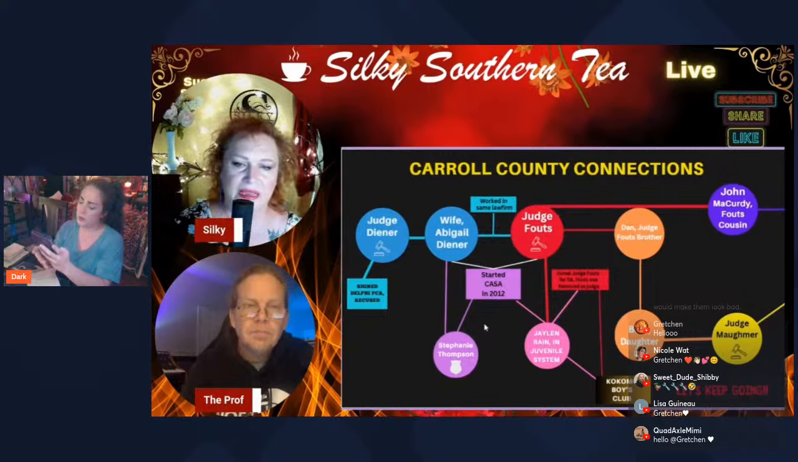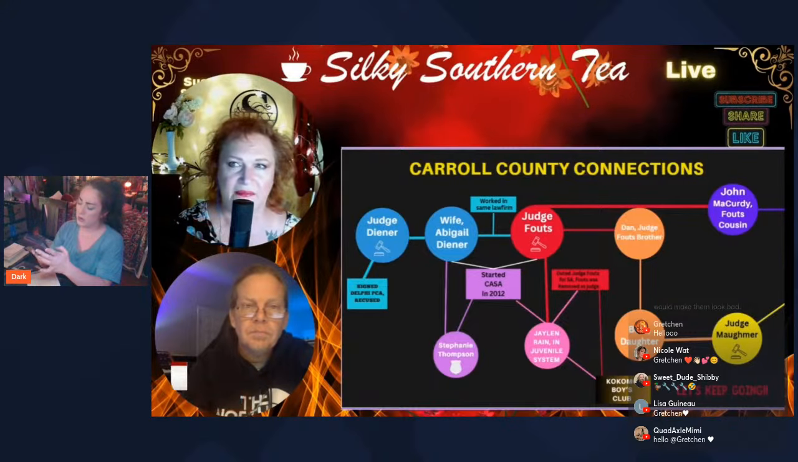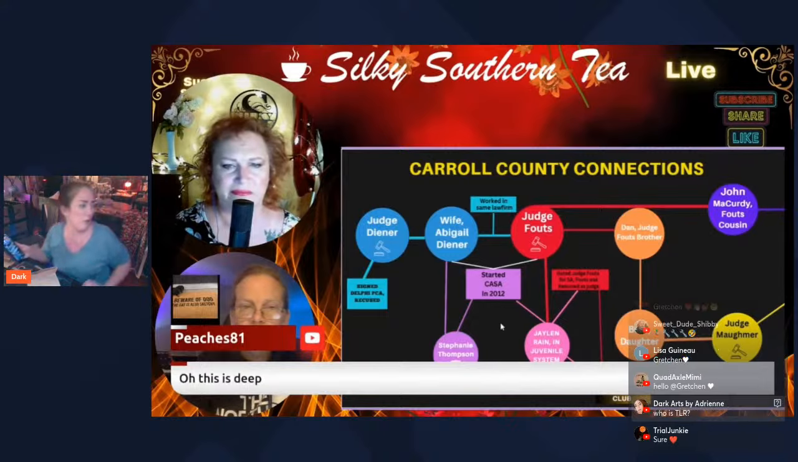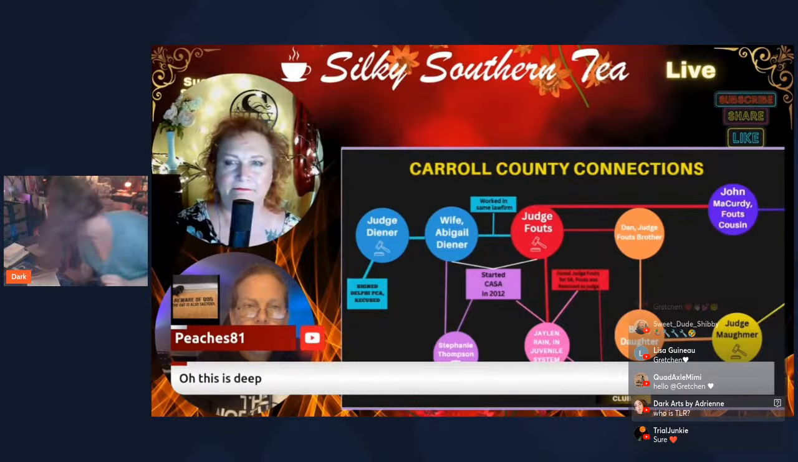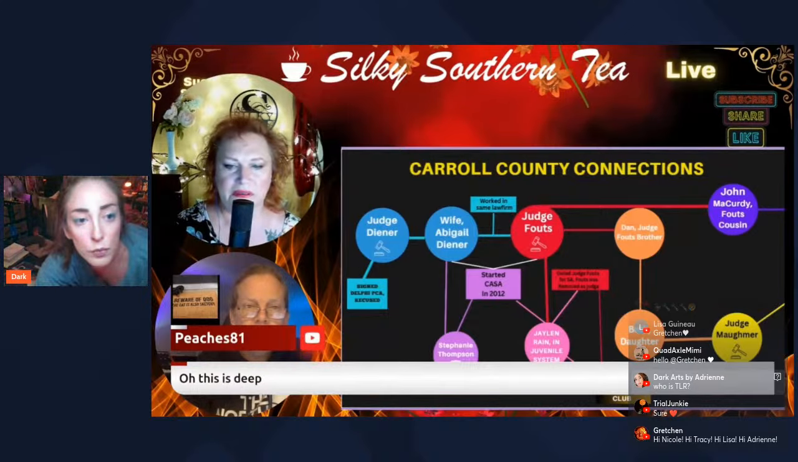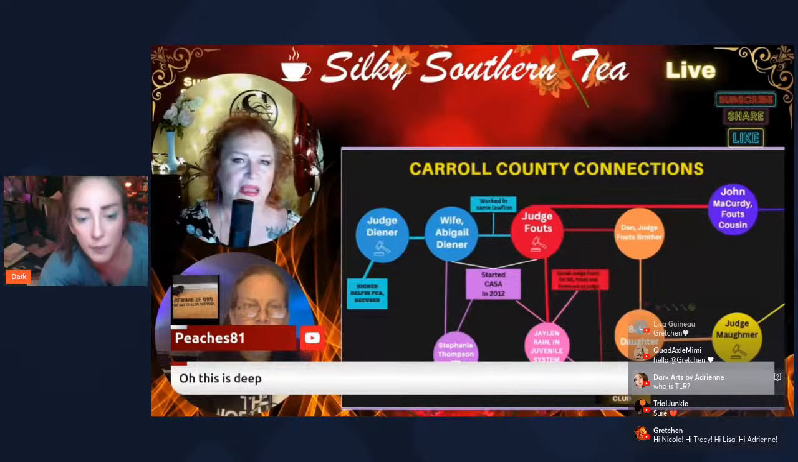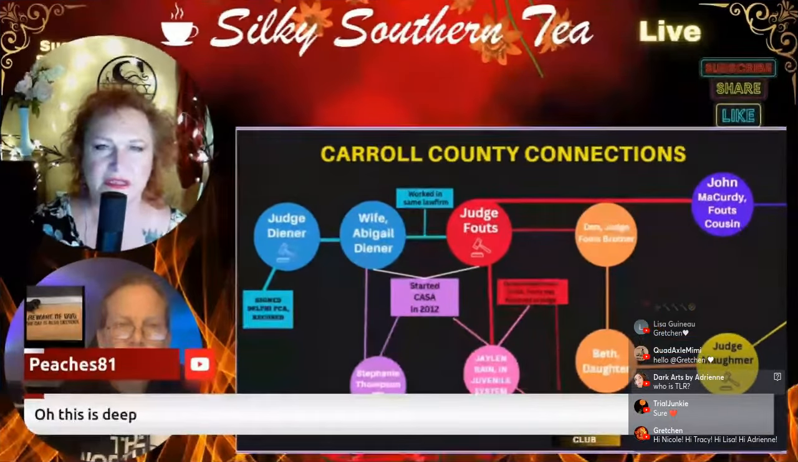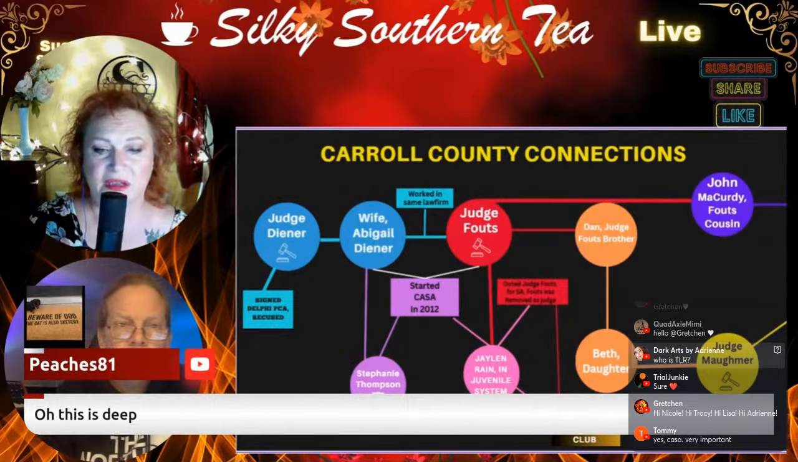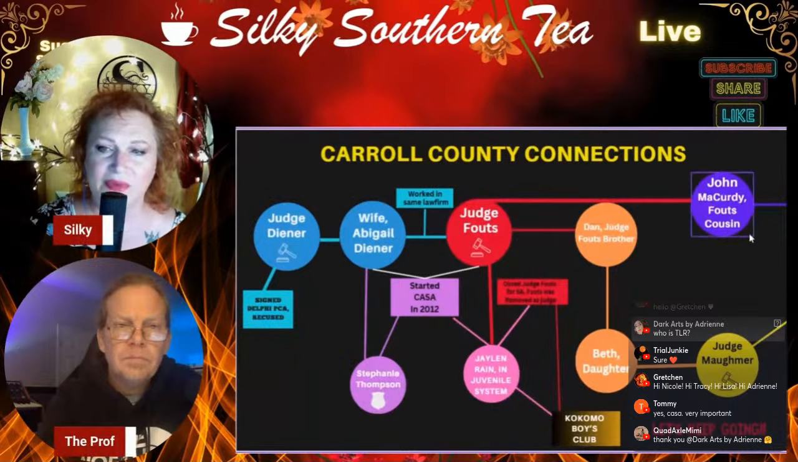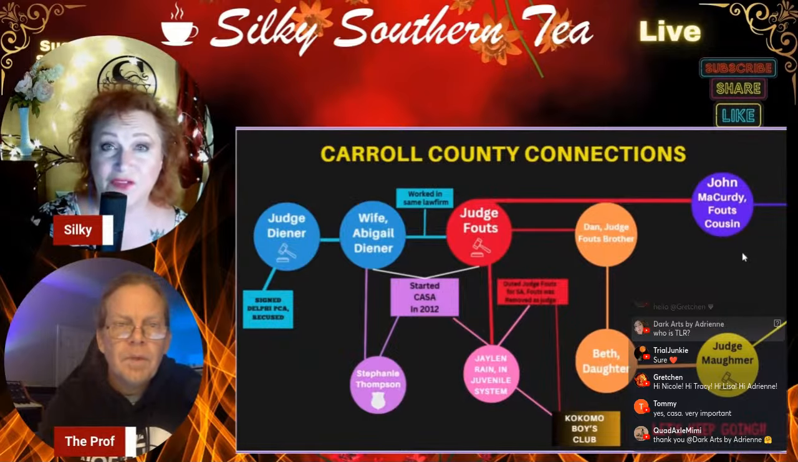And then, y'all, it's a whole thing. Judge Fouts actually was prosecuted not that much for having multiple underage girls used for SA. He was part of the Kokomo Boys Club. The whistle was blown by this woman down here in pink, Jalen Rain, and she also was part of the Kokomo Boys Club. So you see how Fouts. Okay, John McCurdy. Oh, I forgot this. John McCurdy is Judge Fouts' cousin.